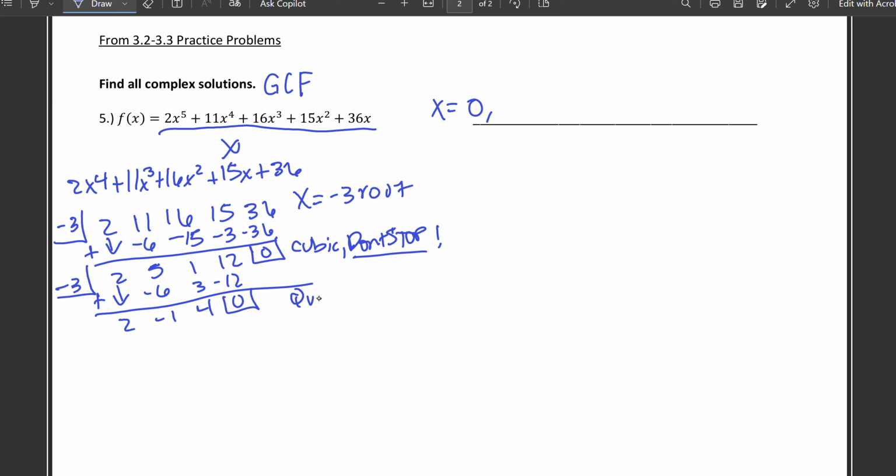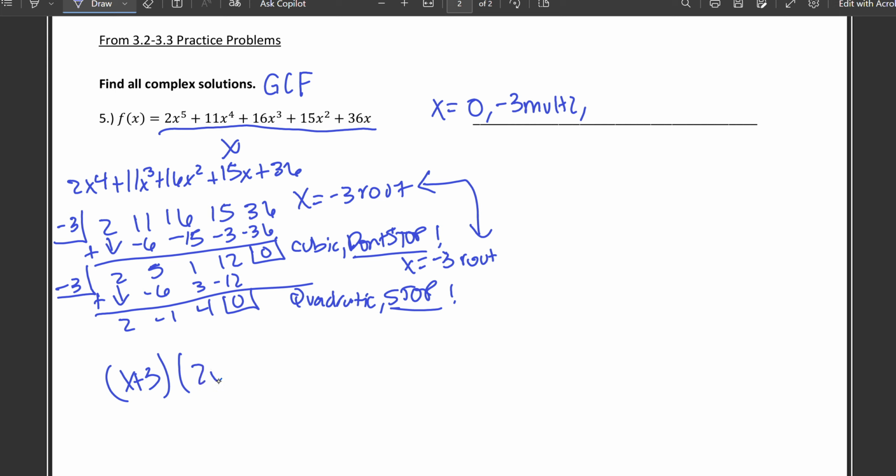We have a quadratic here this time though, right? So we do want to stop. And because -3 worked again, our root is -3 again, right? And look at this, we have 2 roots that are -3. So we're going to write our answer down, -3 with multiplicity 2, because it was twice. So what do we have left? We have x + 3 and 2x^2 - x + 4, right?